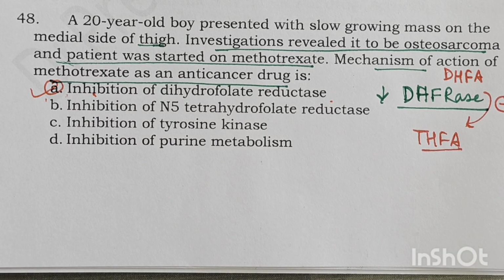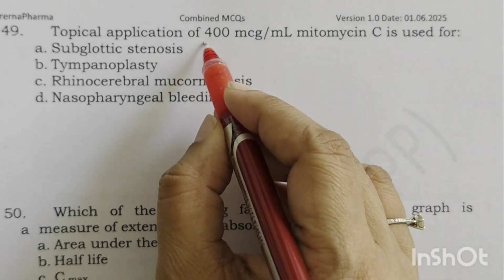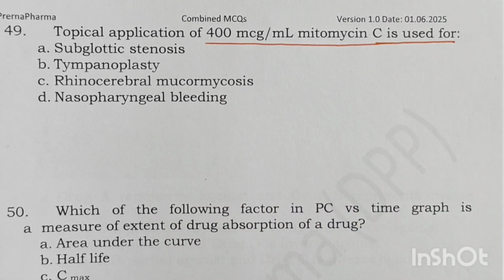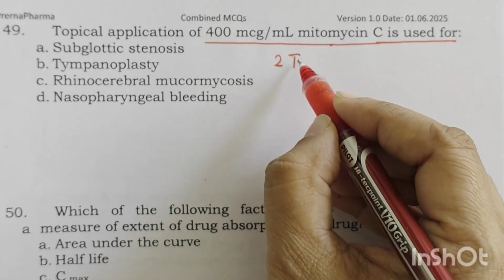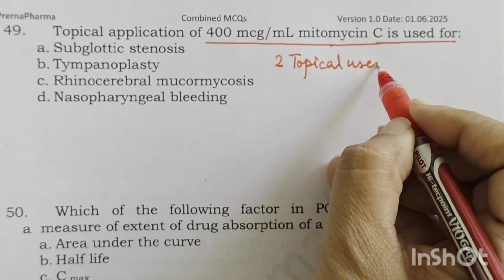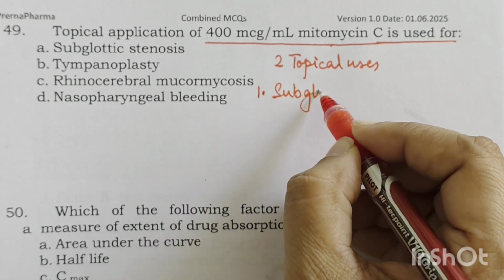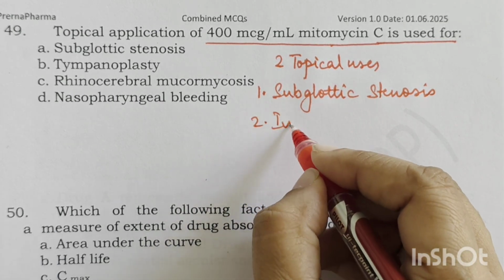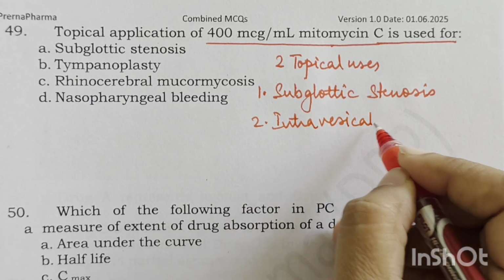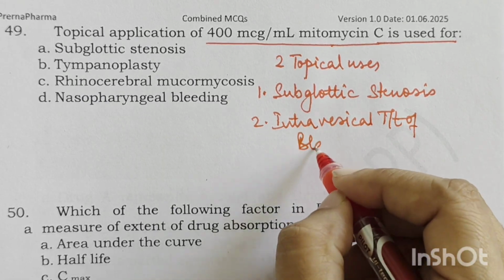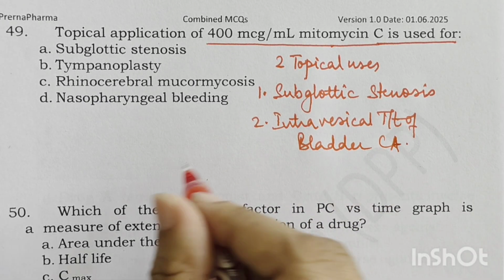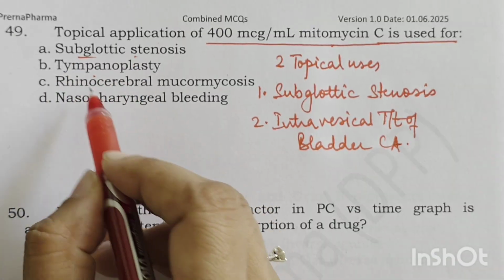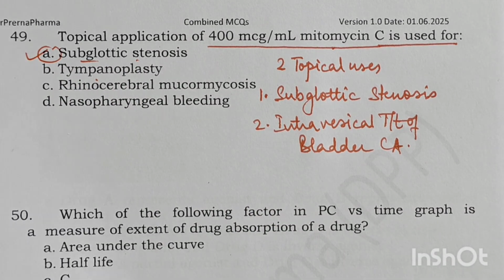Okay. Next, topical application of 400 microgram per ml of mitomycin C is used. Now mitomycin C has two topical uses. First is subglottic stenosis and second is intravesical treatment of bladder carcinoma. Okay, so now here out of the given options we have subglottic stenosis, which is the correct answer.